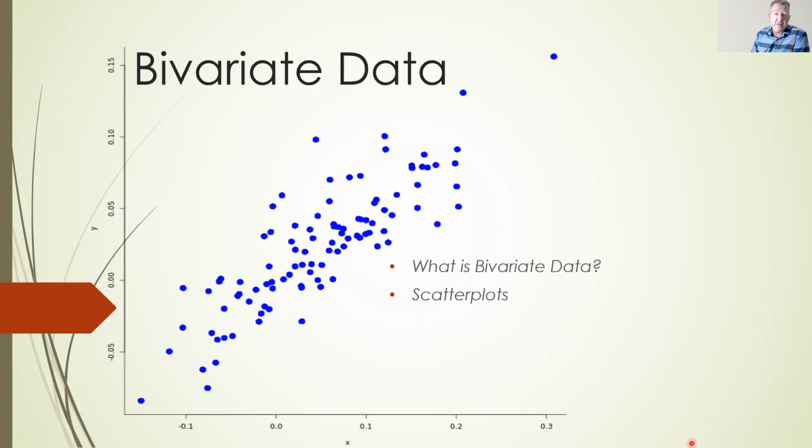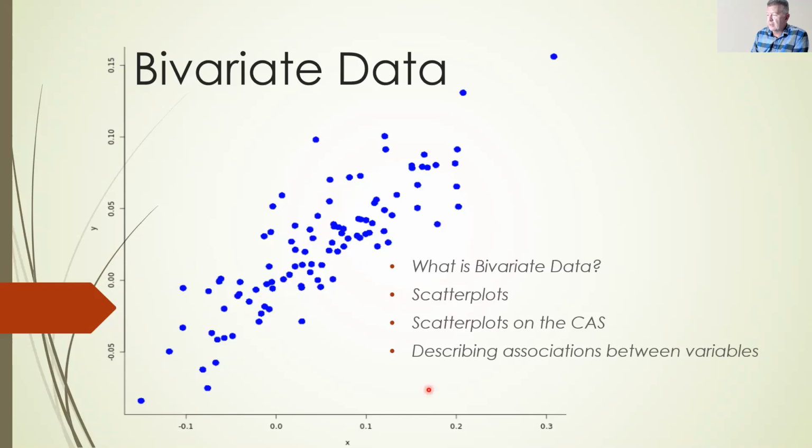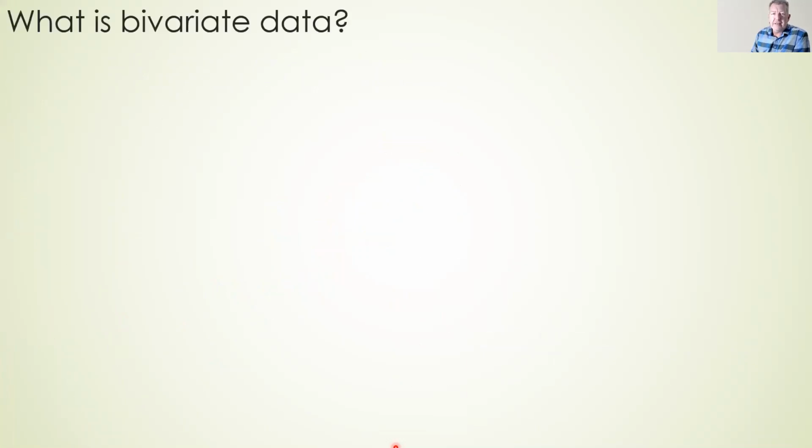So what we're also going to look at is how to do scatterplots on the CAS calculator. Much, much quicker. We are also going to look at how we describe what we see, the relationship between the two variables. And more specifically for year 11 and year 12, we are going to talk about Pearson's correlation coefficient, where we actually quantify what's going on. Ready to go? All right, let's have a look at what bivariate data is.